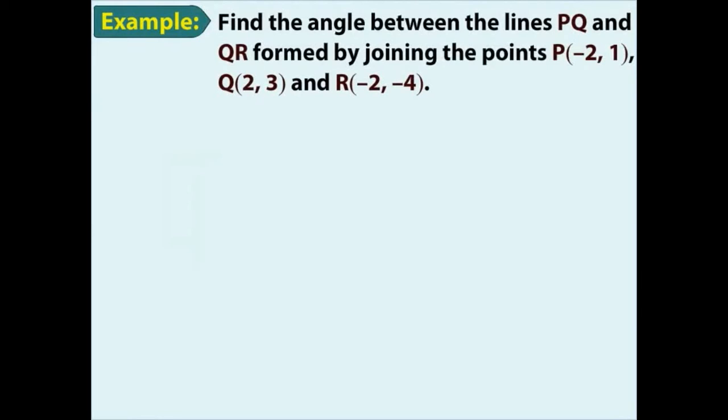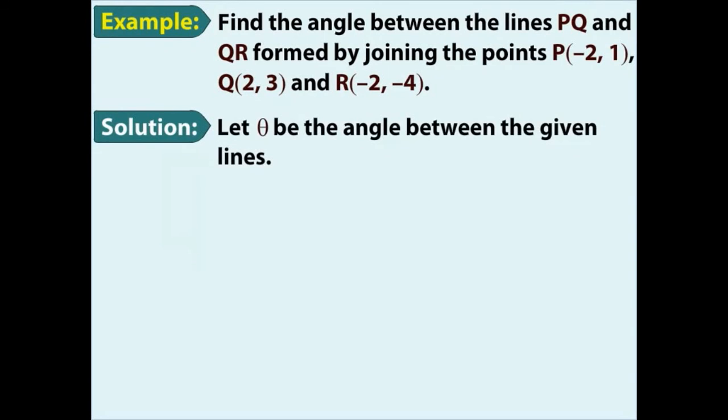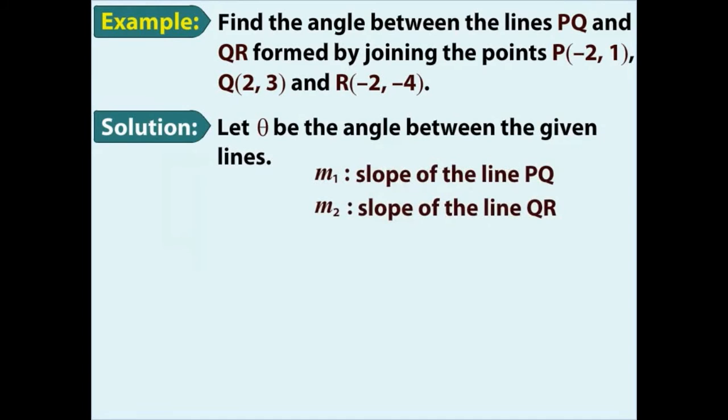Let us consider an example to find the angle between the lines PQ and QR formed by joining the points P(-2, 1), Q(2, 3), and R(-2, -4). Solution. Let theta be the angle between the given lines, m1 be the slope of the line PQ, and m2 be the slope of the line QR. We know that the slope of a line, when the coordinates of any two points on the line are given, is equal to (y2 minus y1) over (x2 minus x1).